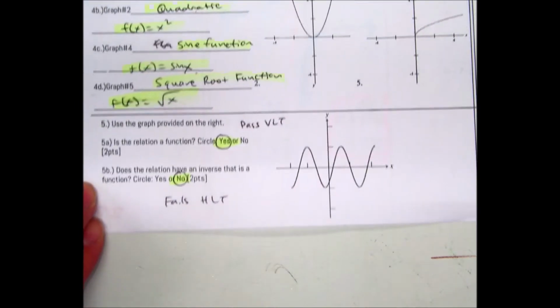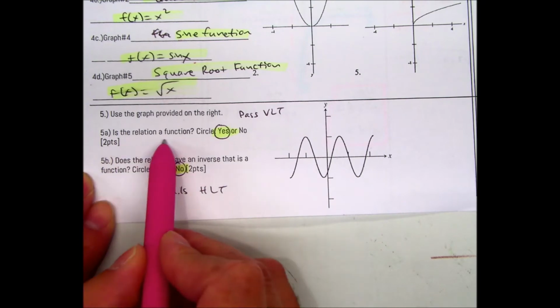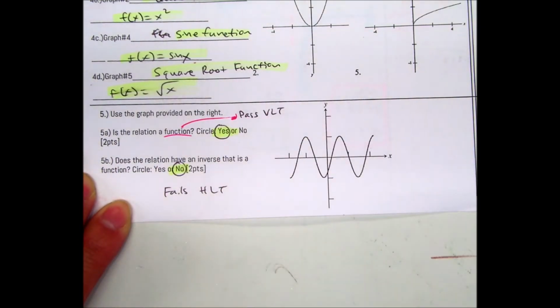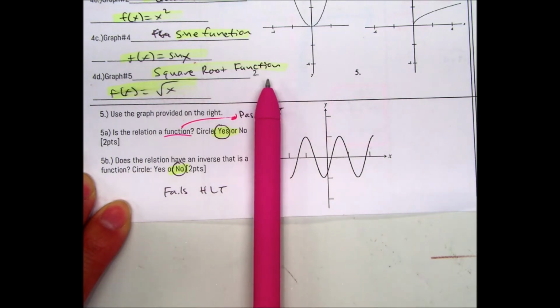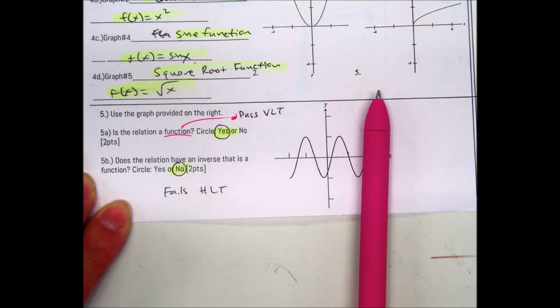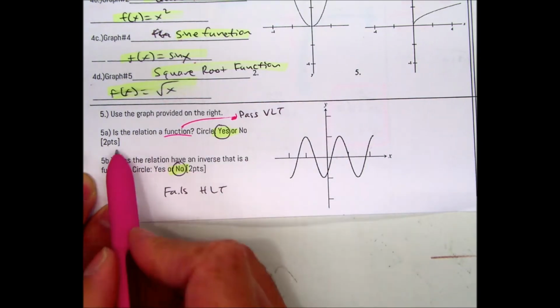Alright, so for question number 5, it says, use the graph provided on the right. Is the relation a function? To test if it's a function, you should be using the vertical line test. If I take my pen, it's only going through 1 point here, 1 point there, 1 point there. So it's passing the vertical line test, so it is a function. The answer is yes. 2 points.